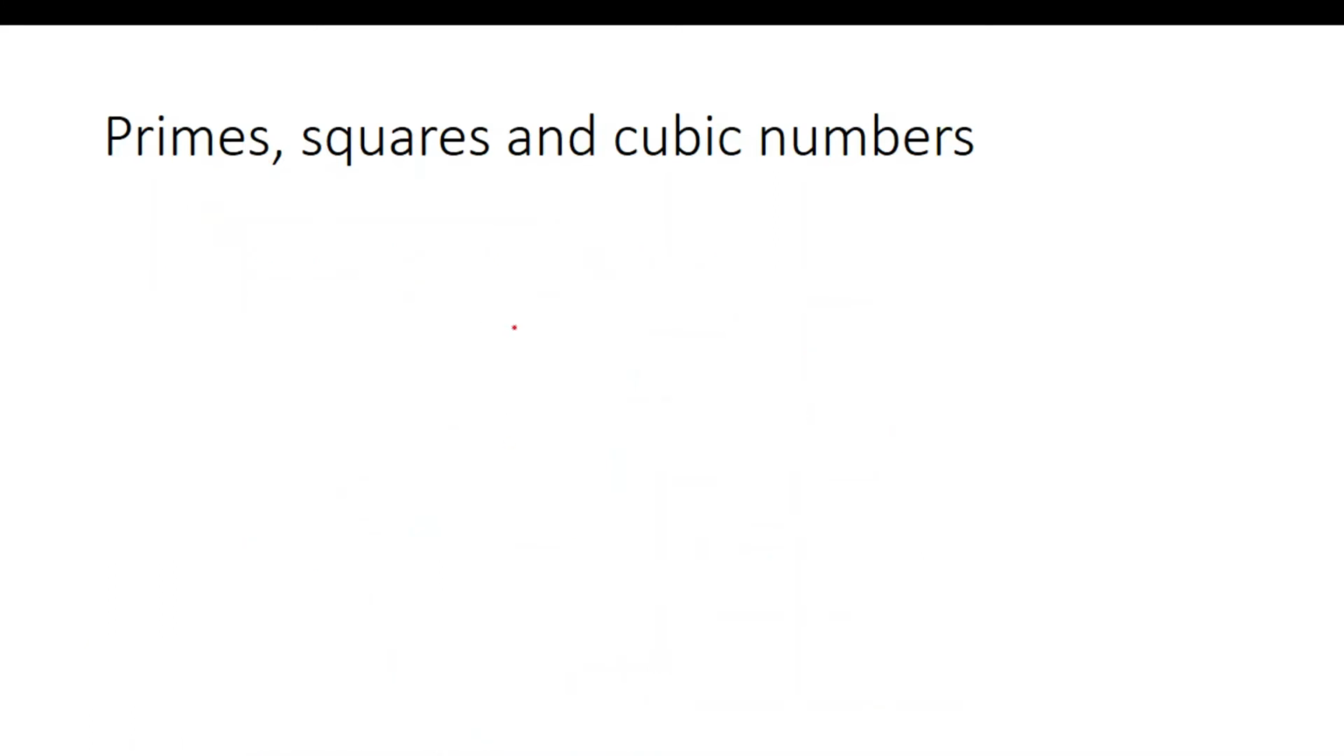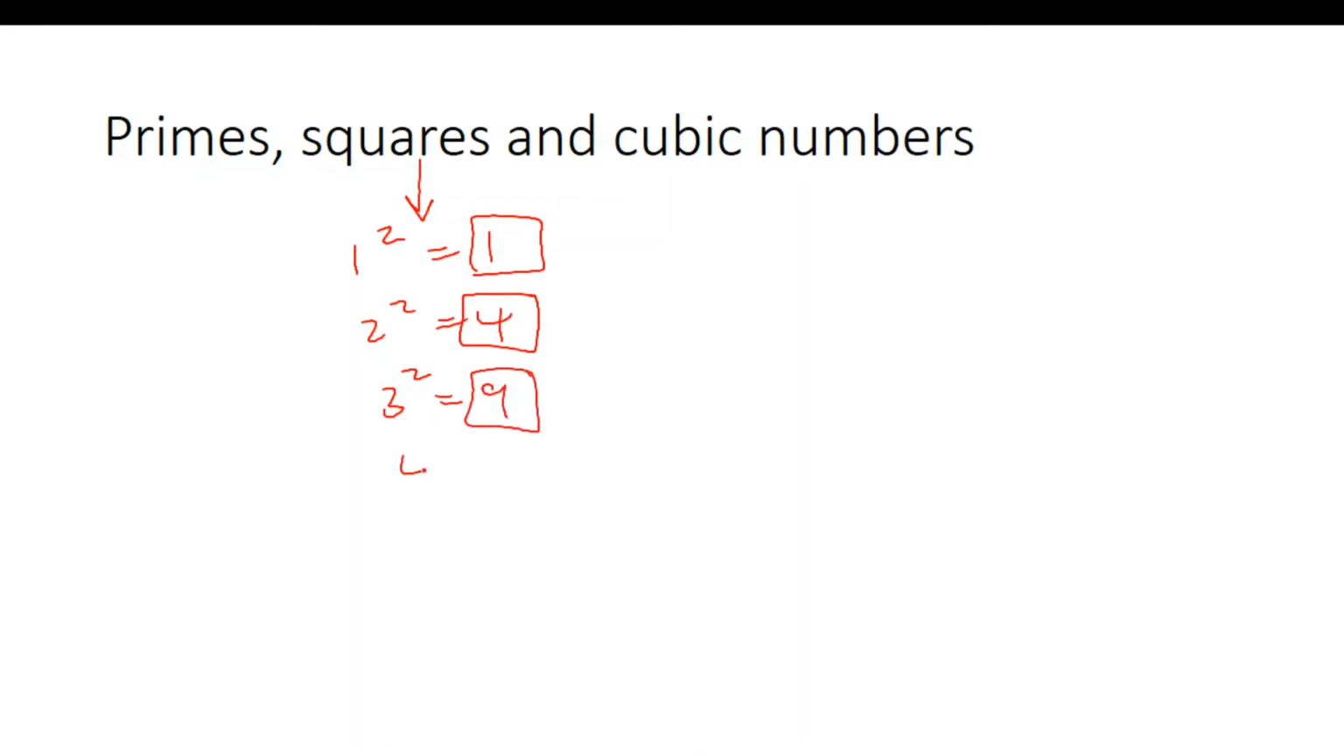So square numbers then. Square numbers pretty straightforward again. There is a display in each of the classrooms about square numbers. So for example, 1 squared is 1, so that's a square number. 2 squared is 4, so that's a square number. 3 squared is 9, so that's a square number. 4 squared is 16, so that's a square number, and so on.